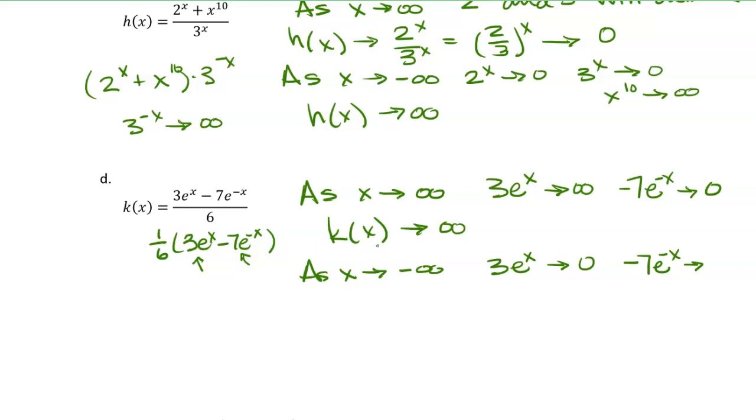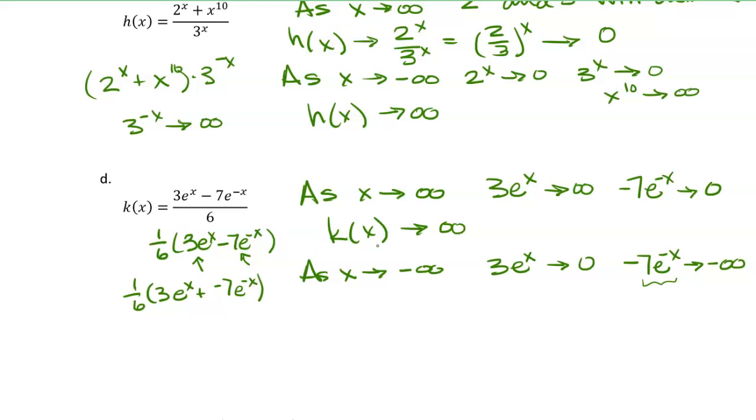And so 7e to the minus x is going to go to infinity, but then we've got the negative of it. So this is going to go to negative infinity. So you can treat this as 1/6 times (3e to the x plus a negative 7e to the minus x). That's what I'm doing here.